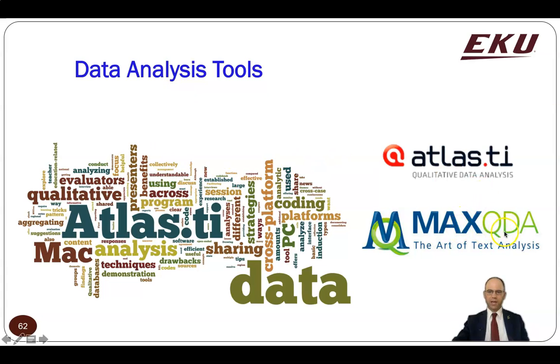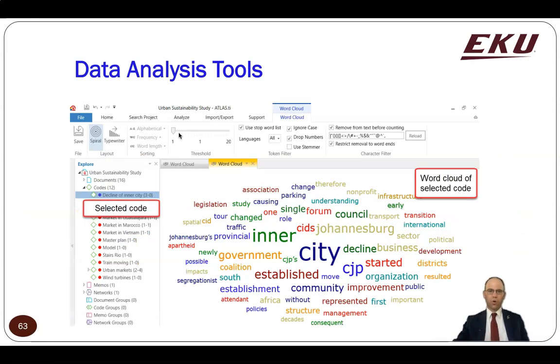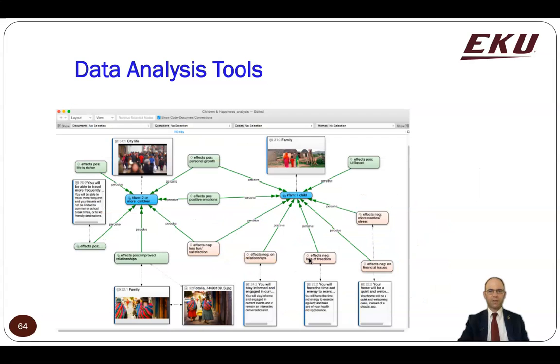I think MAXQDA is free, but there's a variety of tools that are out there, and some of them will create these, I'm trying to think of the exact name, word clouds. There you go. These are word clouds. Some of them will create word clouds, and they weight the size of the word based upon how frequently it comes up in a response. All right, so those are called word clouds.